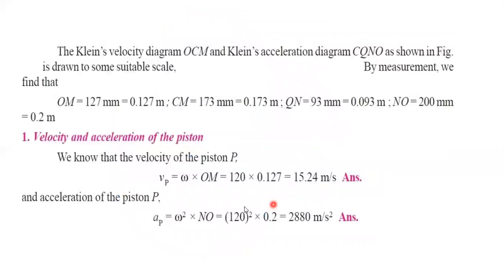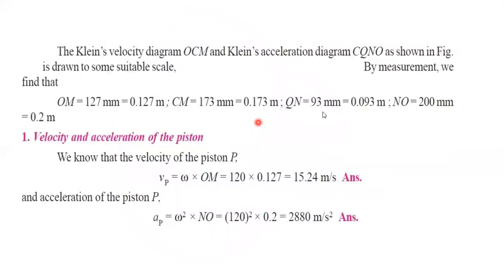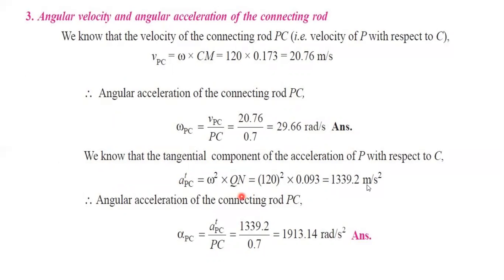So what they are doing is, the tangential component of acceleration of P is QN. So a_TPC, that is the tangential component of acceleration, is equal to omega square into QN. QN we already measured and wrote, so just multiply that value and you will be getting some value. Angular acceleration of the connecting rod is represented as alpha PC. It is the ratio of the tangential component of acceleration to the connecting rod length. So the tangential component we just got, divided by the connecting rod length, and you'll finally be getting this value.